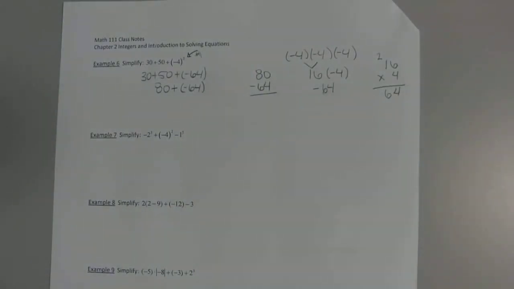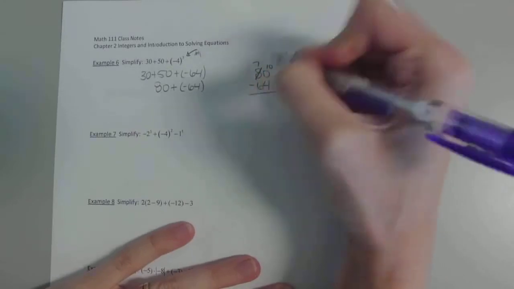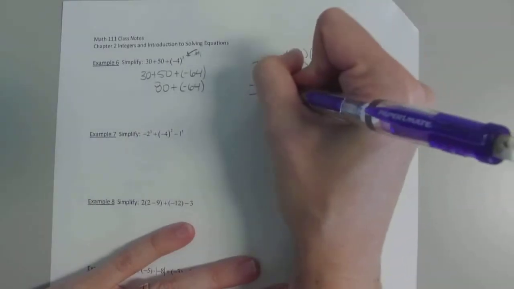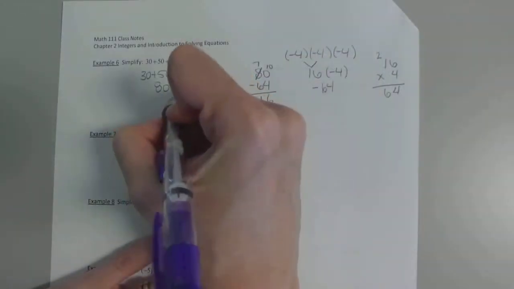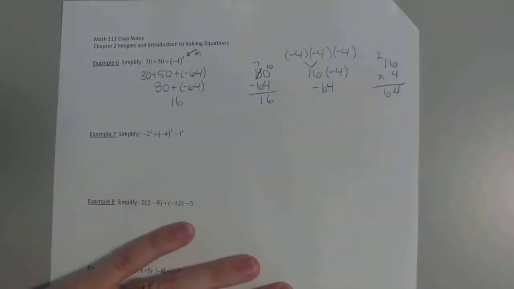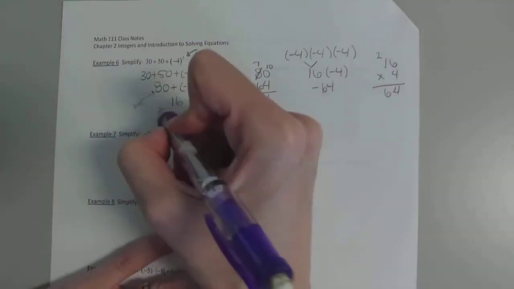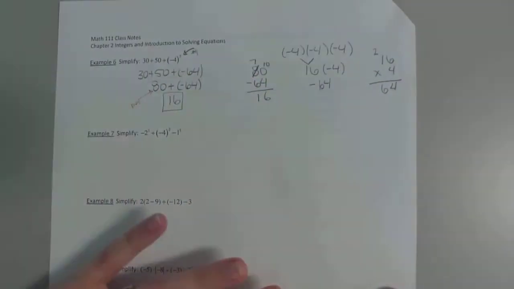Adding opposite signs, you're finding how far apart they are from each other. So we're going to subtract. I'm going to borrow from the 8, so it's going to be a 7. This one's going to be a 10. 10 take away 4 is 6. 7 take away 6 is 1. So I have a 16, but I have to think of my sign. Is it going to be positive or negative? Positive, because my 80 is positive, right?